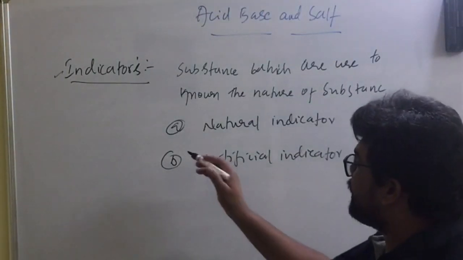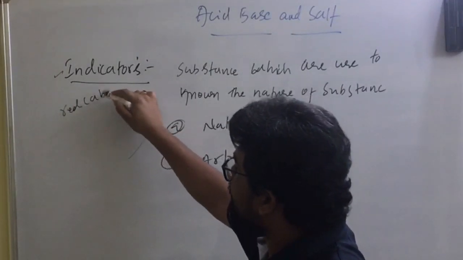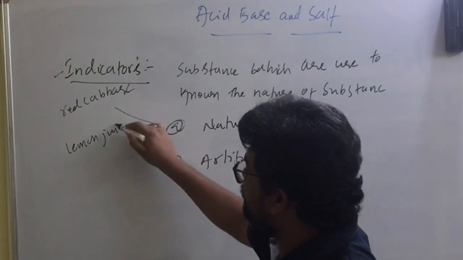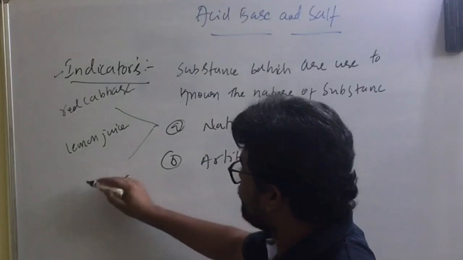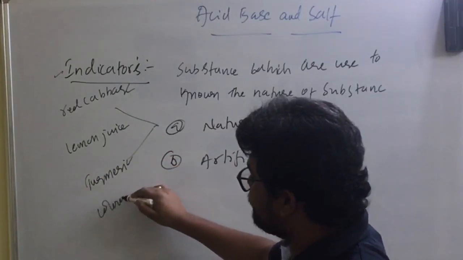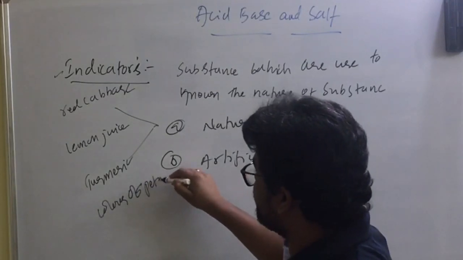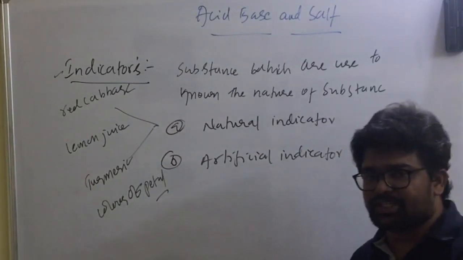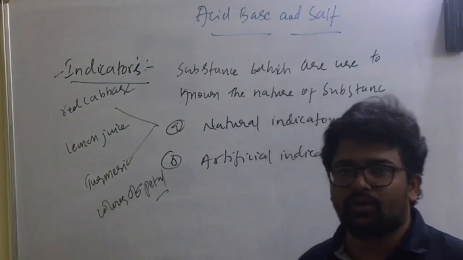So what are natural indicators? We have natural indicators like red cabbage, lemon juice, turmeric, and colors of petals, that is, flowers. All these are examples of natural indicators. By the change in color we can identify whether the given substance is acidic or basic.